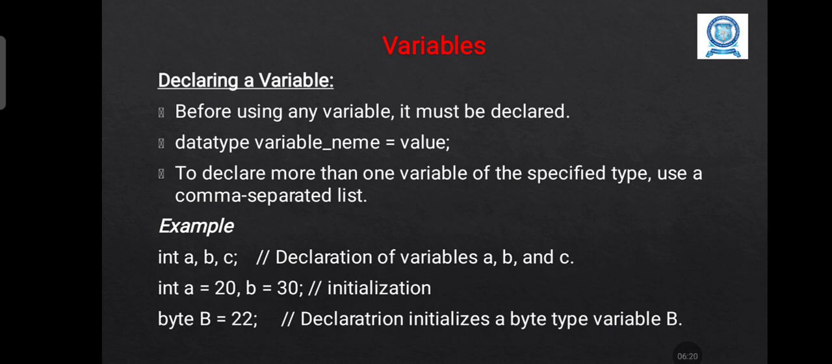And declaring a variable, we have to declare a variable with the data type, and we have to give one variable name equal to value. For example, if you want to declare integer types of values, for example, in our program we are having a, b and c. We have to declare it int a, b, c. Otherwise, if you want to directly assign values, it is called variable initialization. We can initialize values like int a equal to 20, b equal to 30, etc.